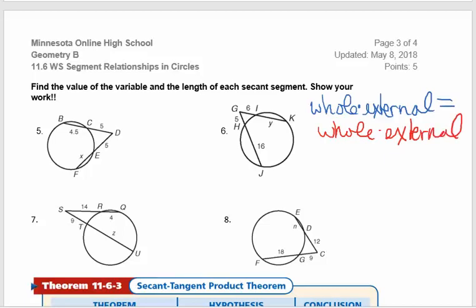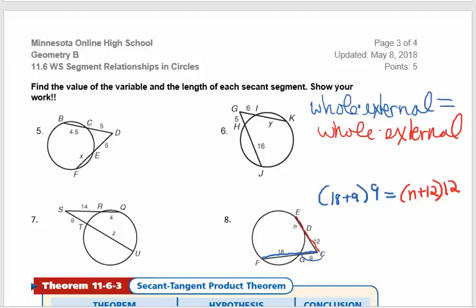So let's look at them. They all look pretty similar; none are too tricky. Let's do number 8. Here's one of our secants, and here's one of our secants. So the whole of the blue secant is 18 plus 9, times the external part, which is just the 9, is equal to the whole of the red one, which would be n plus 12, and the external part is just the 12.